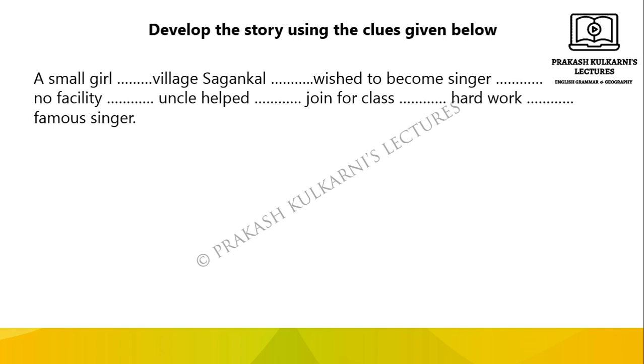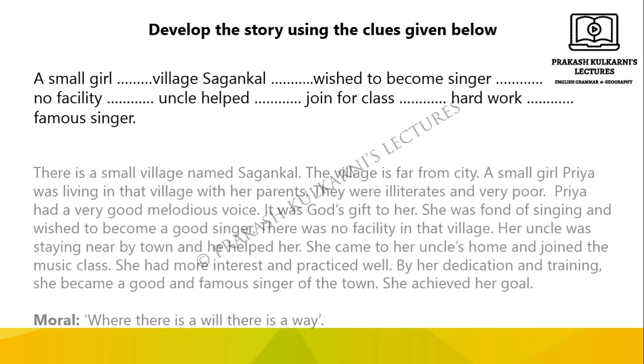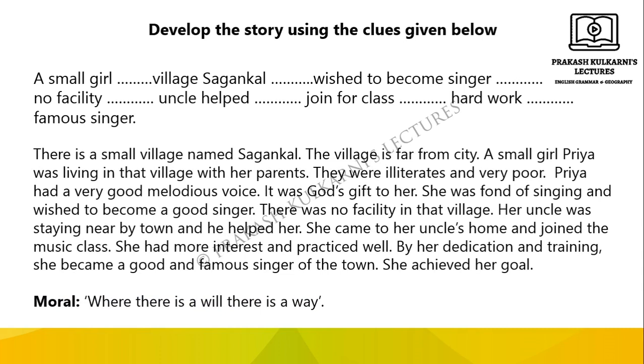A small girl, village sang uncle, wished to become singer. No facility, uncle helped. Join for class, hard work, famous singer. Now let's go to the story. There is a small village named Sangankal. The village is far from city. A small girl, Priya, was living in that village with her parents. They were illiterate and very poor.